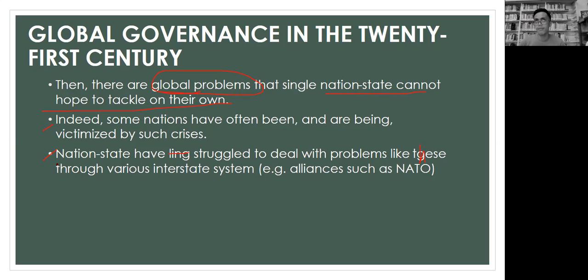But the more recent trend is toward the development of more truly globalized structures and methods of dealing with various sorts of issues and problems.